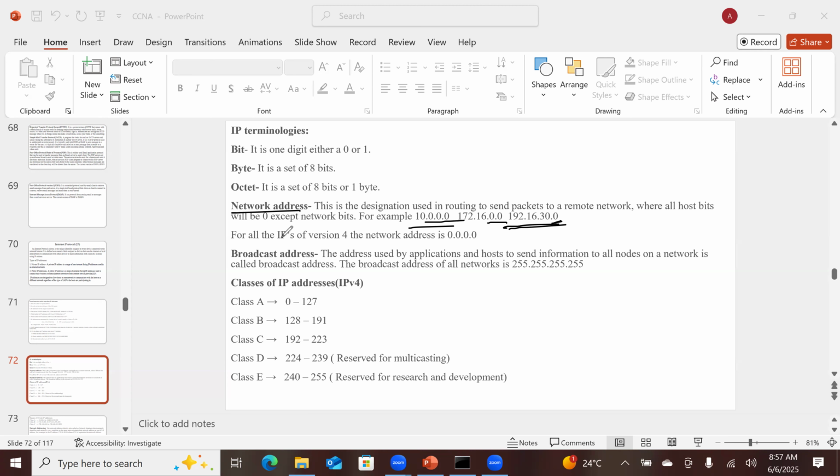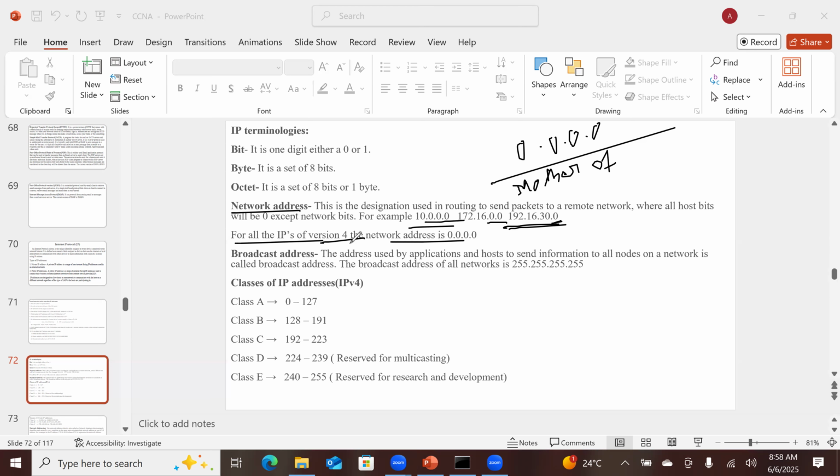Okay. So for all the IP addresses of version 4, the network address is what? 0.0.0.0. This is, I can say, the mother of all version 4 IP addresses. This is called what? This is the network address for all 4.3 billion IP addresses, 0.0.0.0, which we use in default routing.